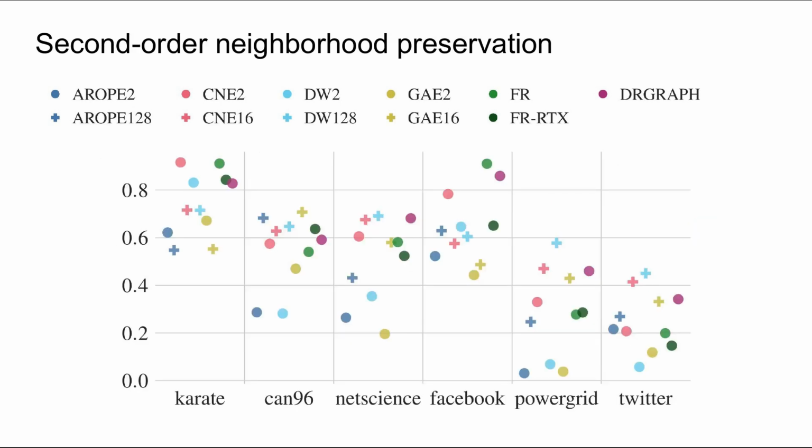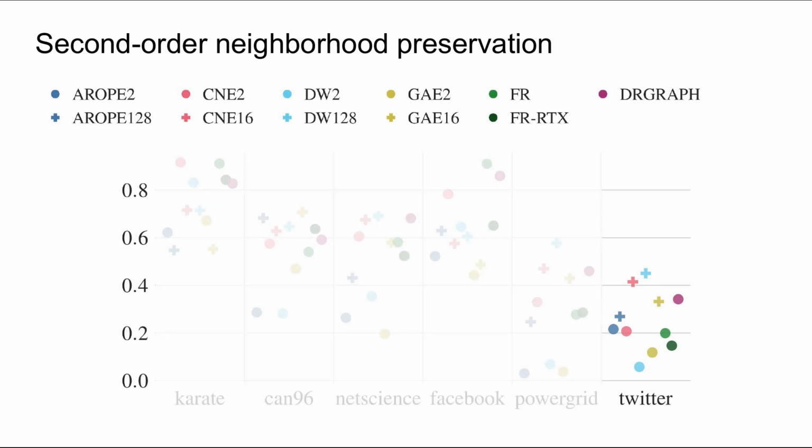For second-order neighborhood preservation, the results are similar, and we observe that almost always the variants involving t-SNE are better than the representation learning in 2 dimensions. For Twitter, the largest graph, the second-order neighborhood preservation for DeepWalk and CNE in combination with t-SNE outperforms the graph layout methods.